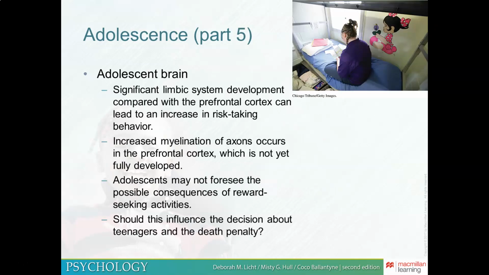Okay, so moving on here. In the adolescent brain, there's significant growth in the limbic system. And the limbic system is closely associated with lots of emotional processing, which can lead to an increase in risk-taking behavior because they're looking to do things that make them feel good. But there's also increased myelination of axons in the prefrontal cortex at this time.